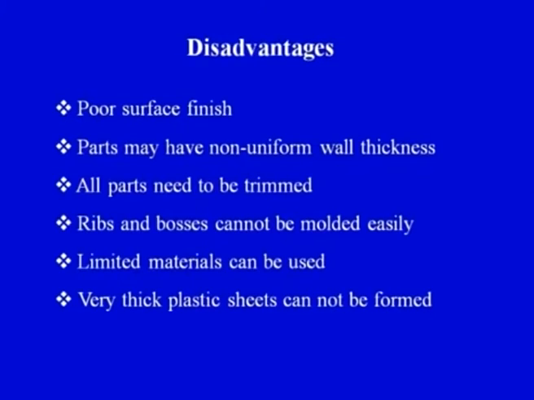So, parts may have non-uniform wall thickness, that is also one of the defects or one of the limitations of the process, and this is also because of the method of applying the pressure. When we are applying the pressure, sometimes we may not be able to deform the sheet uniformly and we may get extra thickness in a particular section, and in some other section at a distance we may not get the uniform thickness. So, the surface finish is one limitation. The other limitation is the non-uniform wall thickness in the parts.